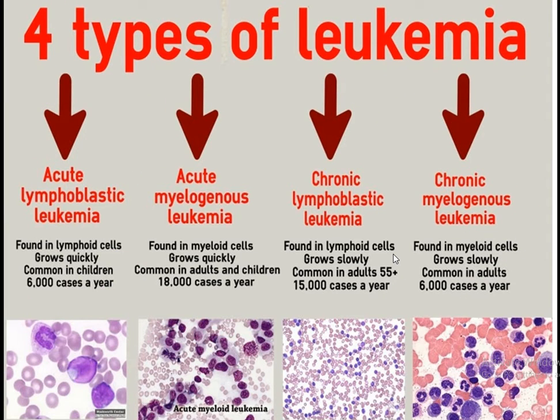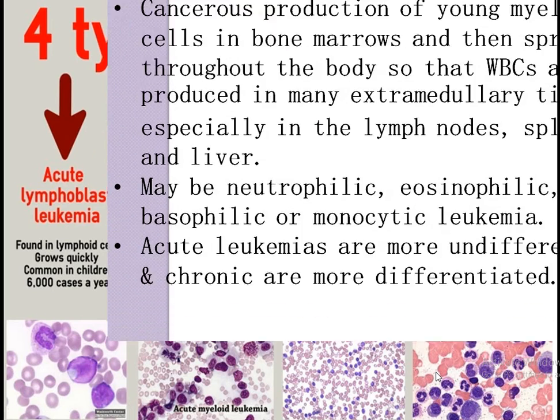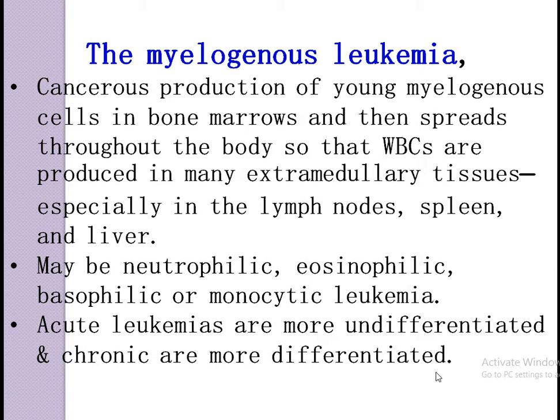From this picture, I want to show these acute and chronic leukemias. You can see the difference between the acute and chronic types through these pictures. Myelogenous leukemia is the cancerous production of young myelogenous cells in bone marrow, which then spreads throughout the body, so that WBC are produced in many extramedullary tissues, especially in the lymph nodes, spleen and the liver.